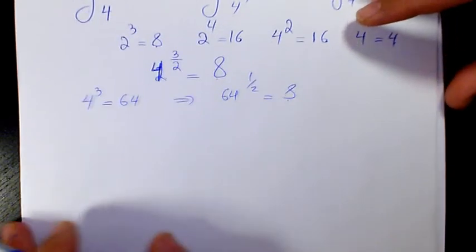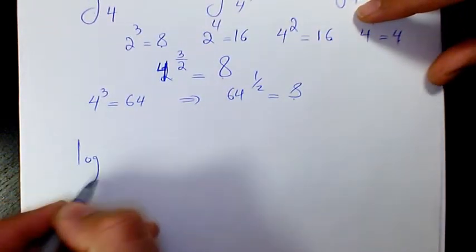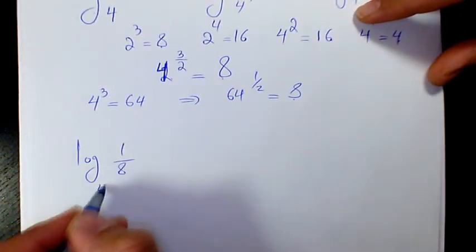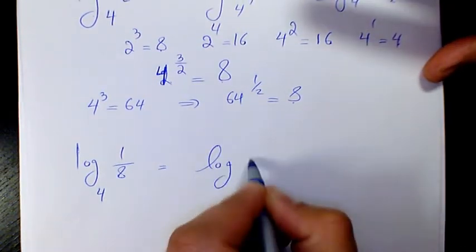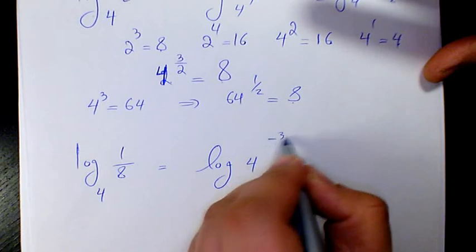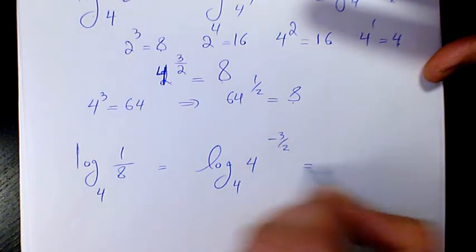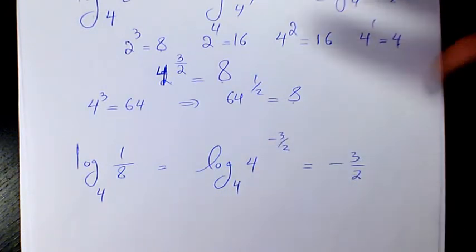Next example, log 1 over 8 base 4 is going to be the same. You have log 4 to the power of negative 3 over 2 base 4, which is going to be negative 3 over 2.